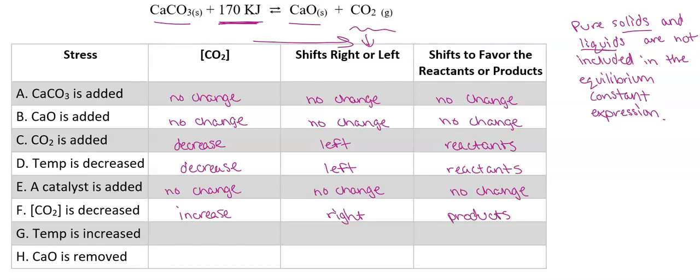So when temperature is increased, it's going to be the opposite of when the temperature is decreased, for the same reasons. The CO2 concentration is going to increase. It will shift to the right, and it will favor the products.